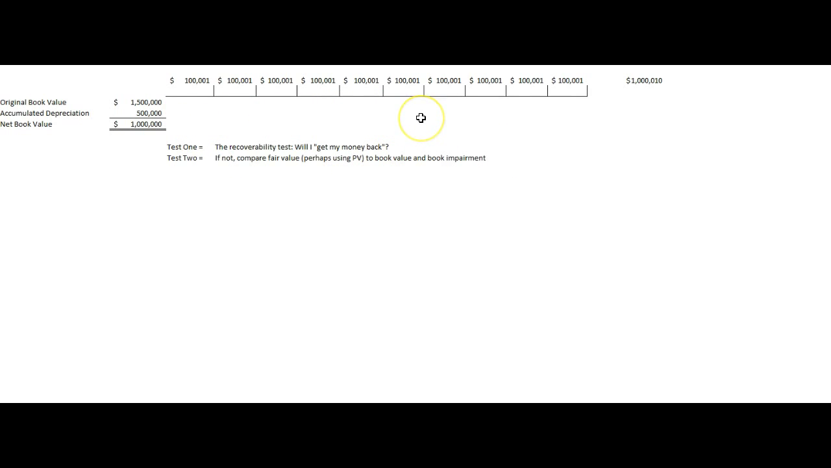So we sit down and we say, well, let's assume that we're going to get $100,000 of cash flow from this property over its remaining useful life of 10 years. You add all those up, you get $1,000,000. Since that's not less than $1 million, we don't have to do test 2. However, suppose that we thought that we're only getting $90,000 out of this property for the next 10 years. Now this $900,000 is less than our net book value, and we have to go on to do test 2.